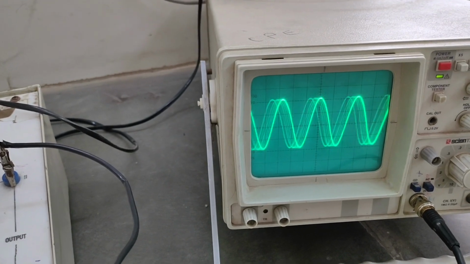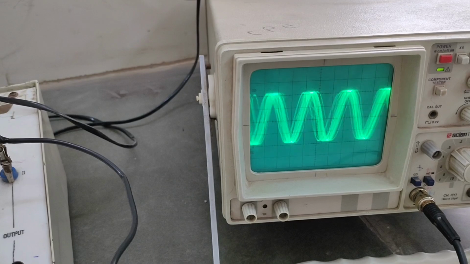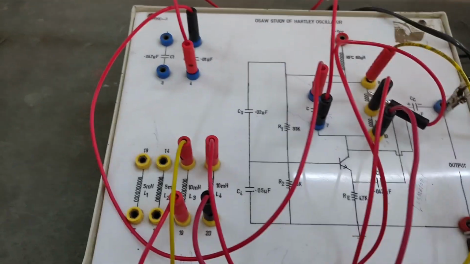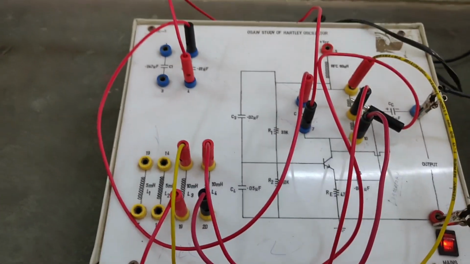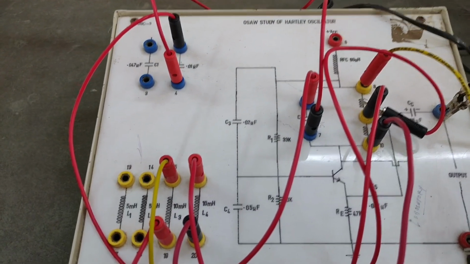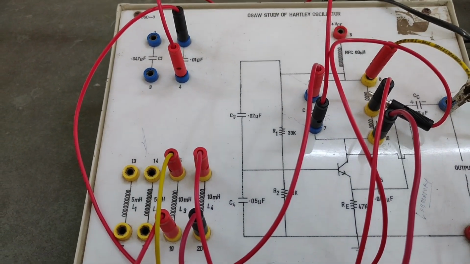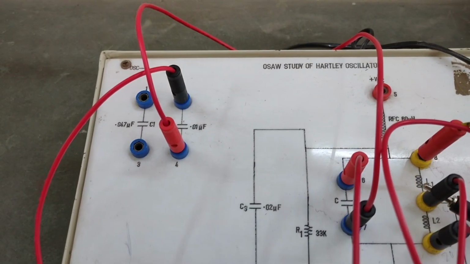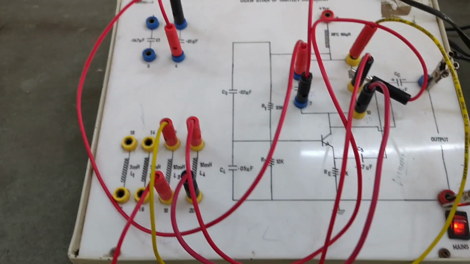So here we can measure the time period, and the reciprocal of the time period is the frequency. The theoretical value of frequency can be determined by F is equal to 1 by 2 pi root LC, where L is L1 plus L2, 10 plus 10, which is 20 millihenry, and C is 0.01 microfarad.